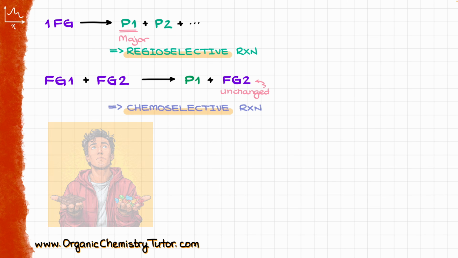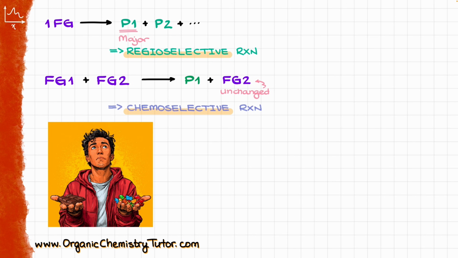Think about it like this. If you have a choice between, let's say, a chocolate bar and a handful of gummy bears, and you can only pick one of those, you're being chemoselective. But if you can only have your chocolate bar and that's it, and your only choice is which side to bite first, well, in that case, you are regioselective. And this is the difference between those two terms.